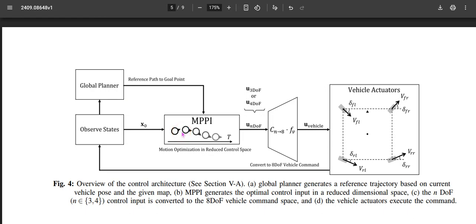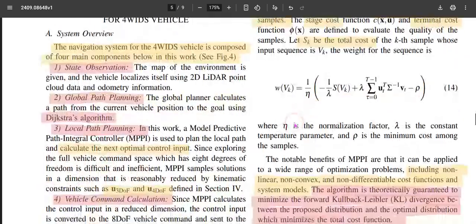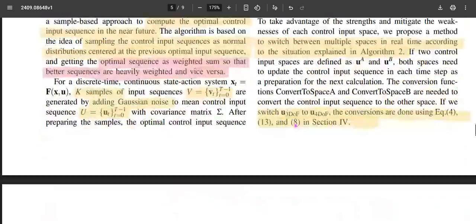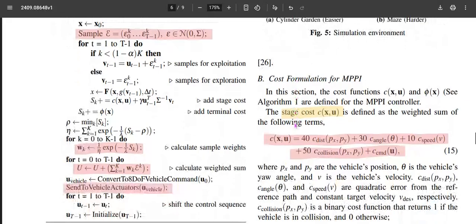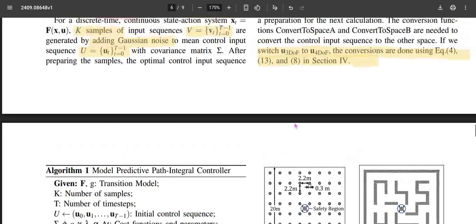The MPPI, based on 3 degrees or 4 degrees of freedom, will try to compute the optimal input values. Those input values may be either 3 dimensional or 4 dimensional, and the transformation matrix C3 to 8 or C4 to 8 would be applied, and that nonlinear transformation will be converted into the vehicle controller. That vehicle controller will be given to the actuator to actuate the velocity and angular velocity of the four different wheels. So this is the objective, and in algorithm one it is beautifully explained what MPPI is, which will be coming now.